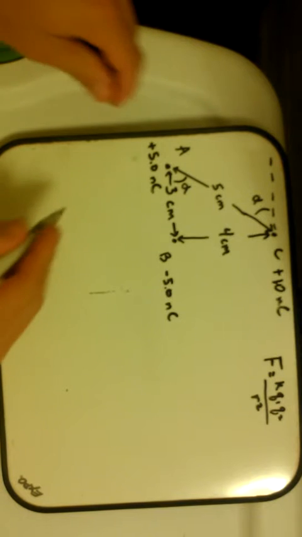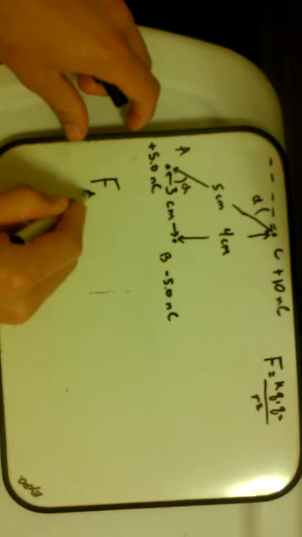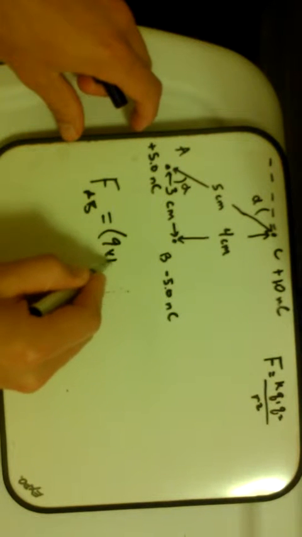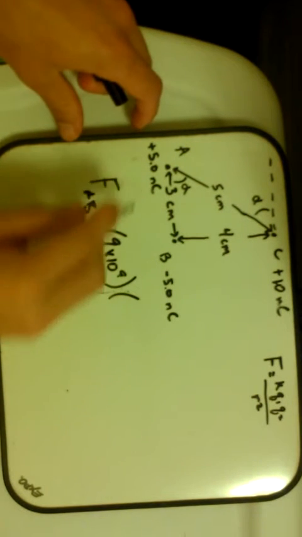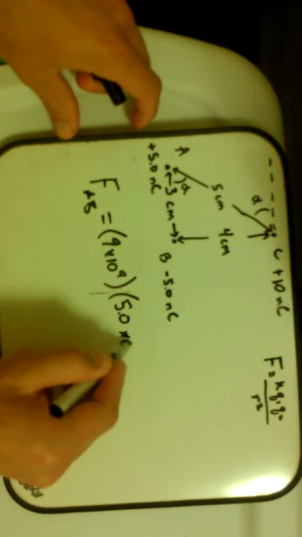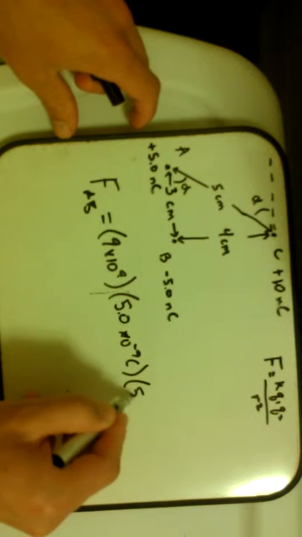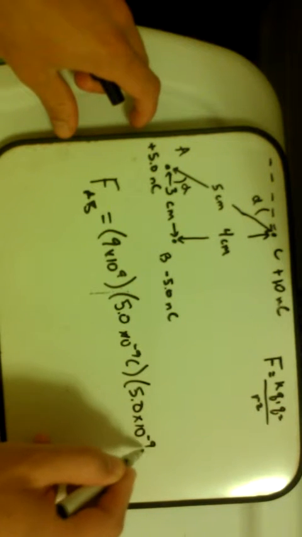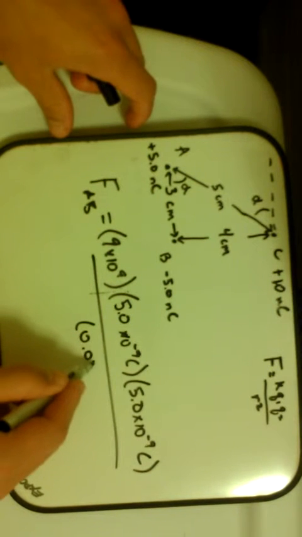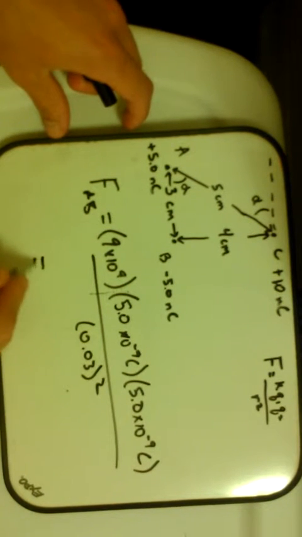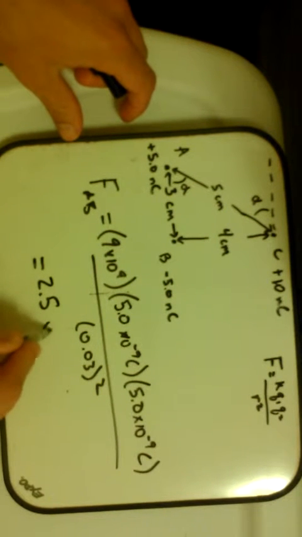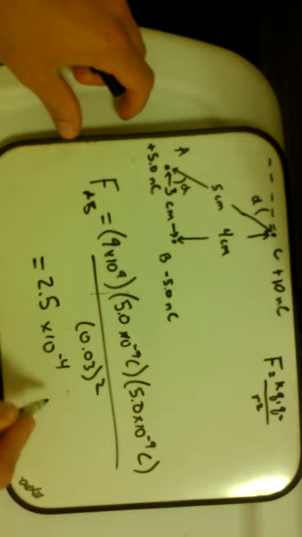So I'll write out the formula for this. Force between A and B is equal to that K coefficient, 9 times 10 to the 9th, times, we'll use the absolute values of the charges, 5.0 times 10 to the negative 9th coulombs and 5.0 times 10 to the negative 9th coulombs over the distance, which in meters is 0.03 squared. Put that in your calculator, you'll come out with 2.5 times 10 to the negative 4th newtons.